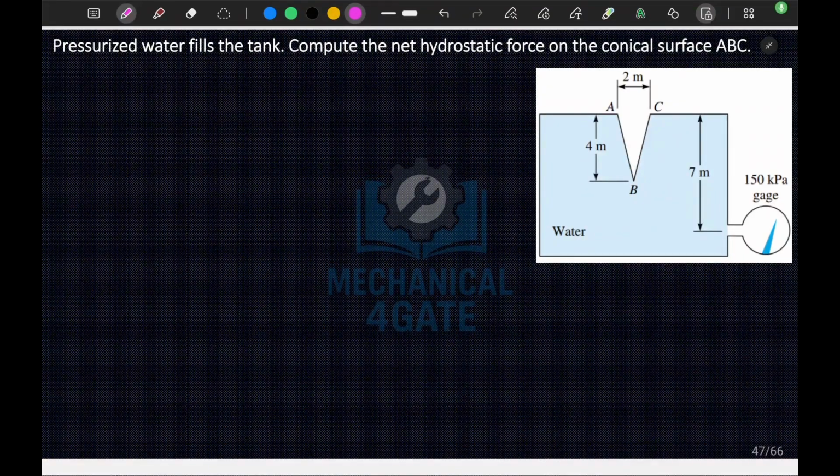So in this question it is mentioned that pressurized water fills the tank. Compute the net hydrostatic force on the conical surface ABC. So this ABC is a conical surface, which will have its base at AC. Okay, so let's say this point is 1, let's say this point is 2. Okay, and we are given that our P2 is equal to 150 kilopascal.